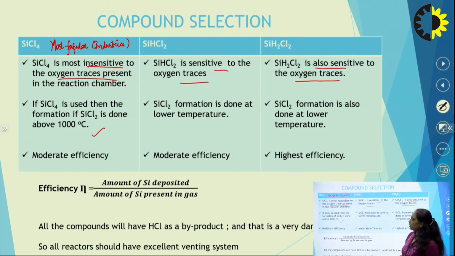Another difference between these compounds is that the formulation of this SiCl4 is done at 1000 degrees C, whereas the formulation of SiCl2 can be done at lower temperature, and the same for this case, this can also be done at lower temperature. If you talk about efficiency, the efficiency is defined as the amount of silicon deposited, how much silicon we are going to deposit on the silicon wafer, divided by the amount of silicon present in the gas. This is the formula for efficiency.